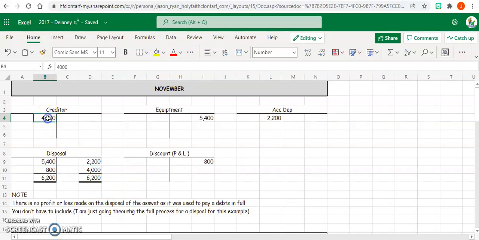Then you're going to debit your creditor account, credit your disposal account, and that's going to give you a balance of $800. So you're going to balance it off, or debit your disposal account and credit your profit and loss account with the income.